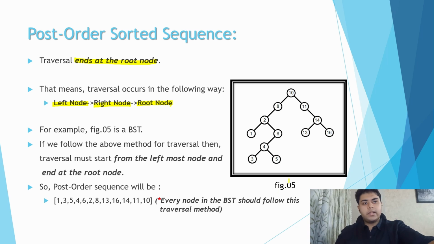It's the same binary search tree that we used. Figure 5 is the binary search tree, and if we follow the second point, the traversal will start from the leftmost node and end at the root node. That means the traversal will start from 1 and end at 10. As you can see, the post-order sequence starts from 1, ends at 10. And how are we getting this? I'm going to come to it later in the next slide with an example, and it will be very clear for you.